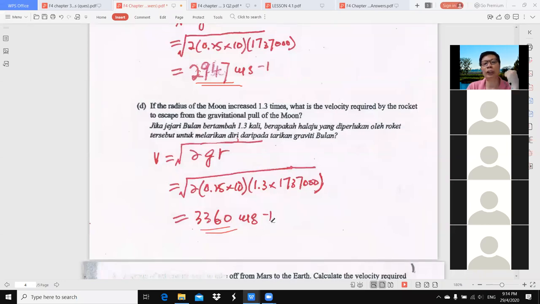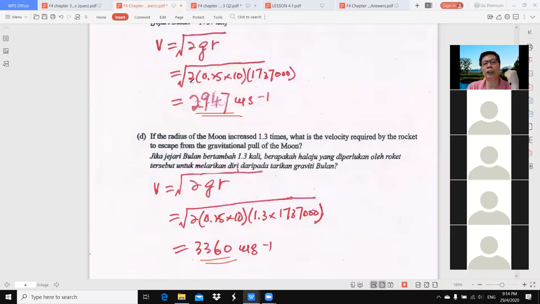So now what is the conclusion, class? When you compare this one with this, you look at the values, what conclusion can you get? You want to escape from the surface of the moon, you must have this velocity minimum. Now the moon becomes bigger, then to escape from the bigger moon, you need this velocity. What is the conclusion here? McNish, what is the conclusion? McNish. Come on, McNish.